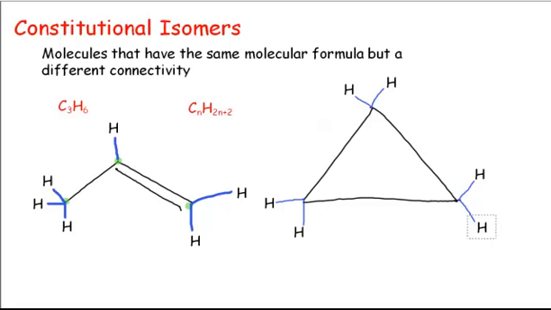Unfortunately, there's not a formula that I can give you that will allow you to calculate the number of constitutional isomers that you can draw for any given molecular formula. It's really a matter of trial and error and exhausting all of the possibilities. Let's do C2H6O.